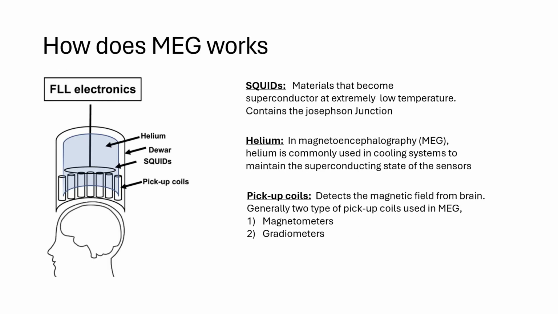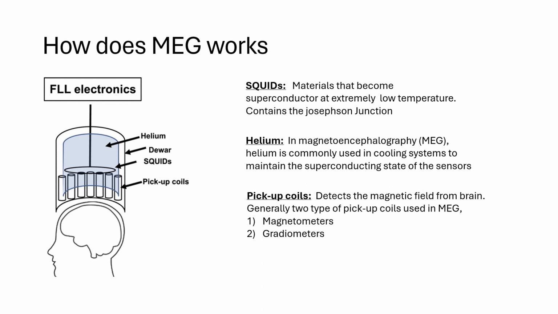So let's see how MEG works. There are three parts in this instrument. One is helium. Helium basically provides the cool environment for the superconductor, and another one is the SQUID, which is basically a superconductor, and one is the pickup coil, which detects the magnetic field of the brain. So let's see what a SQUID is. A SQUID is a superconductor, mainly made from metals like nickel, and when the metal cools down to extremely low temperature, it becomes a superconductor.